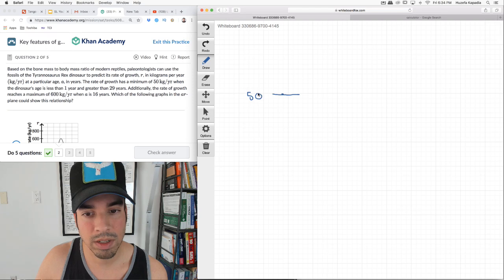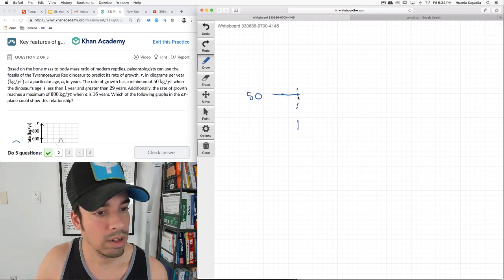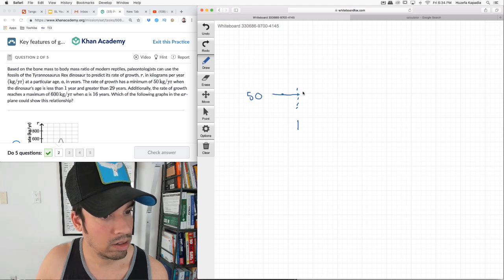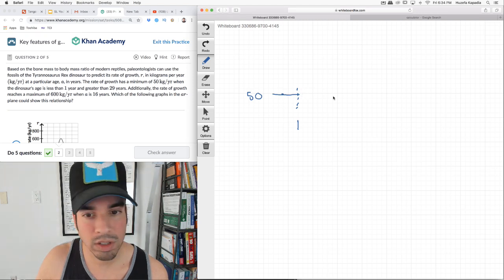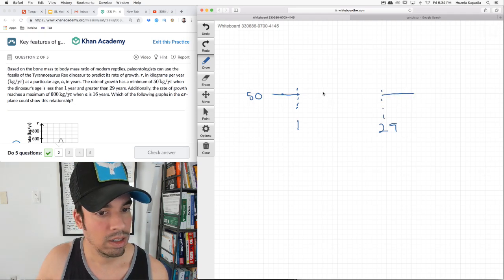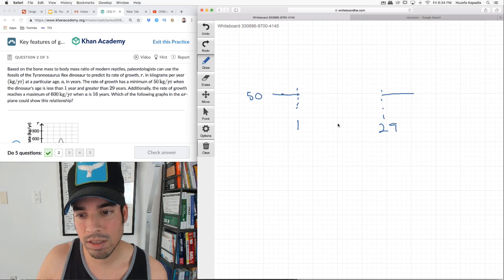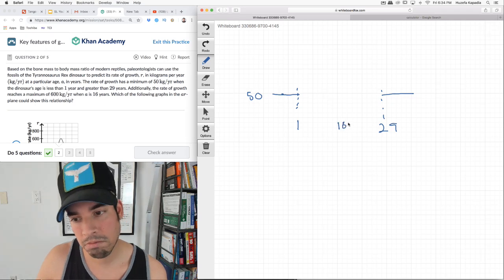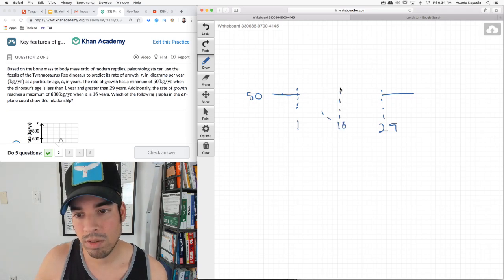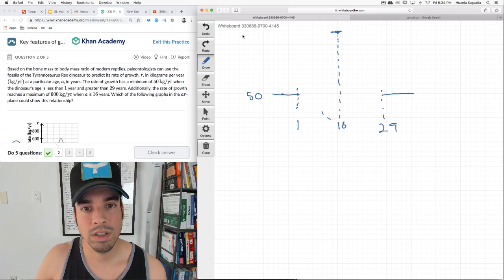So it'd be like 50 when it's at, I don't know, I'm making up a little graph here. And then, and greater than 29. So here would be the other thing. So it's back to this 50. Additionally, the rate of growth reaches a maximum of 600 kilograms per year at 16. Somewhere in the middle here, I guess. And then we're talking about a much higher value of 600.